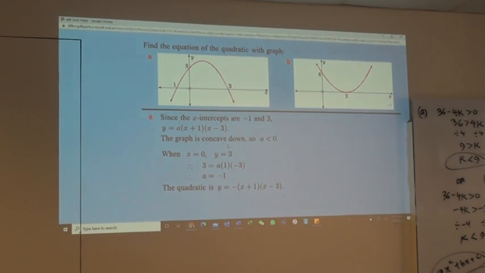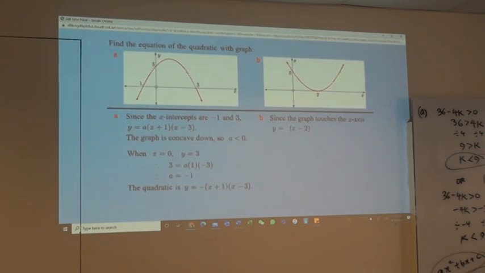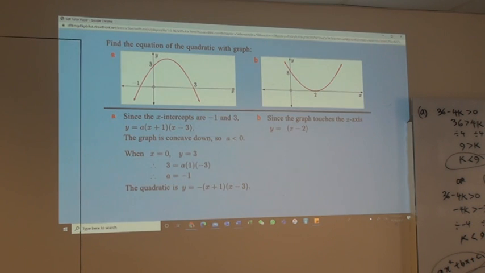In part B, we see that the graph only touches the x-axis at x equals 2. This tells us that x minus 2 is a factor of the quadratic, and in fact is a perfect square factor. Any other factor of this quadratic must be a constant, which we call a. We now have a general equation for all quadratics that touch the x-axis at x equals 2. The graph is concave up, so a must be positive.